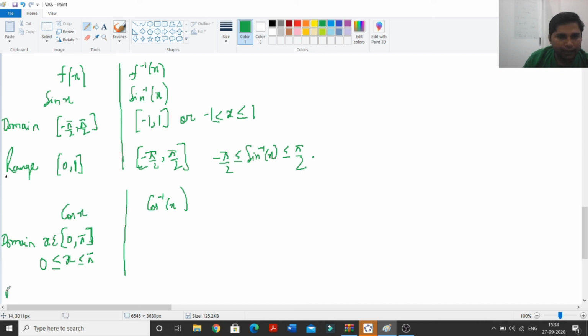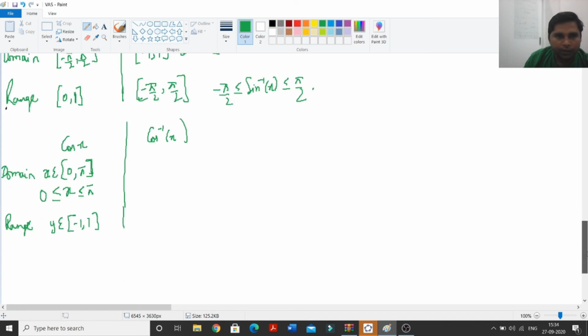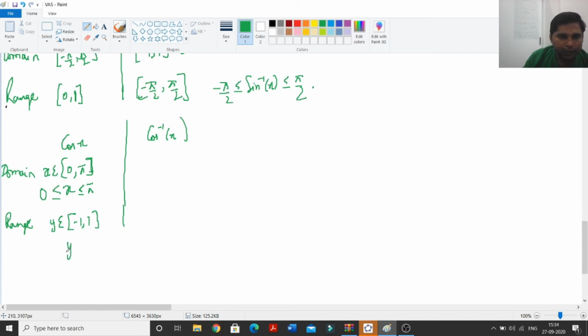And here the range of the function, y belongs to -1 to 1. Okay, this is the range of the function. You can also write -1 to 1. Now for cos inverse x, the range becomes the domain, right?